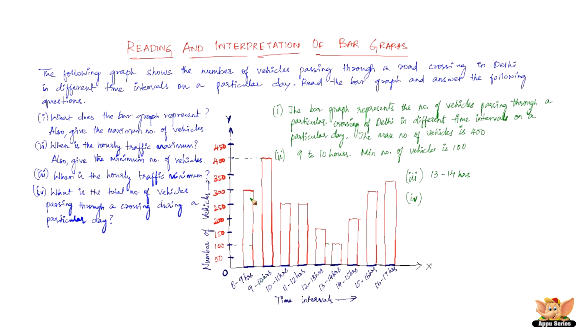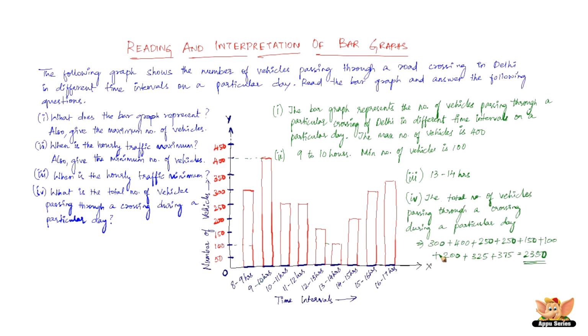During different hours, we know the number of vehicles: 300 during 8 to 9 o'clock, 400 during 9 to 10, 250 during 10 to 11, 250 during 11 to 12, and so on. So what we have to do is we just have to add up all the number of vehicles that pass through each hour, and then we will get to know what is the total number of vehicles that pass through the crossing during a particular day.